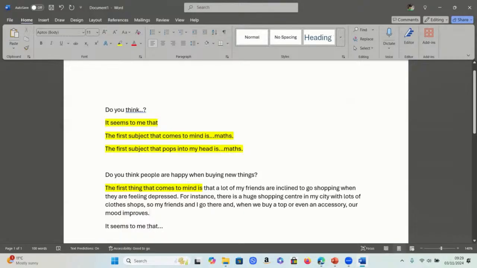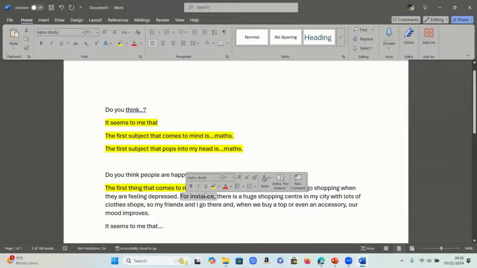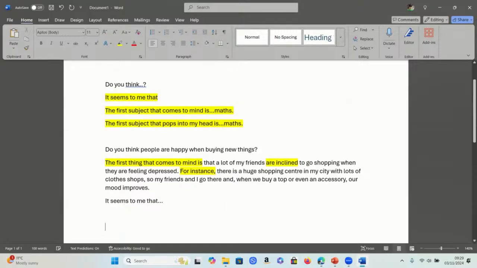And you can say the same with, it seems to me that a lot of my friends are inclined to go shopping. Later, maybe it's too late, but we thought of a better word for it. And the rest of it is just the C structure with an example of your friends. So as I said, the first part, you can use your friends as an example a lot of the time because it's a familiar topic.